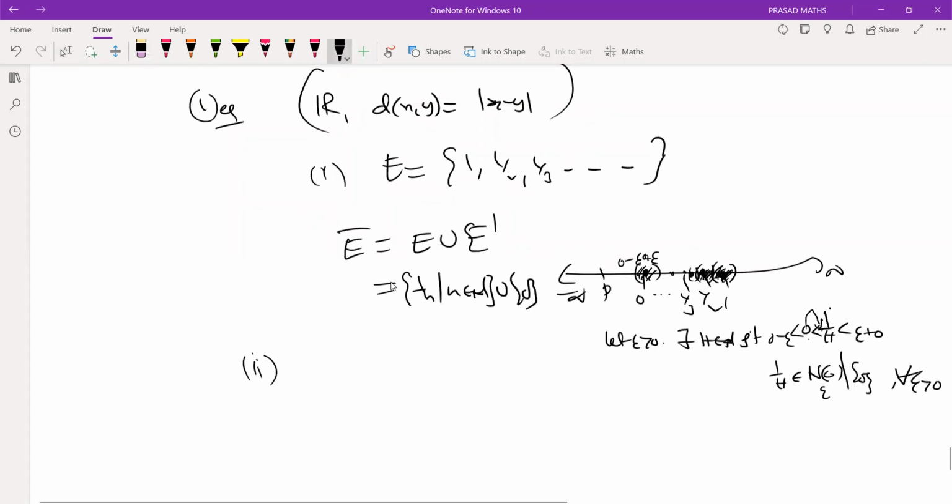Suppose you take this: the set of all rational numbers which lie between 0 to 1. What is the closure? The set of all rational numbers lying between 0 to 1. What is the closure?